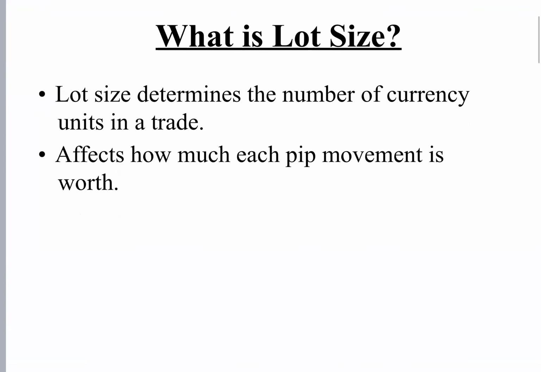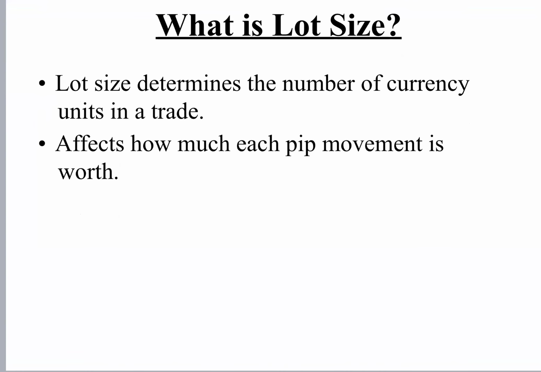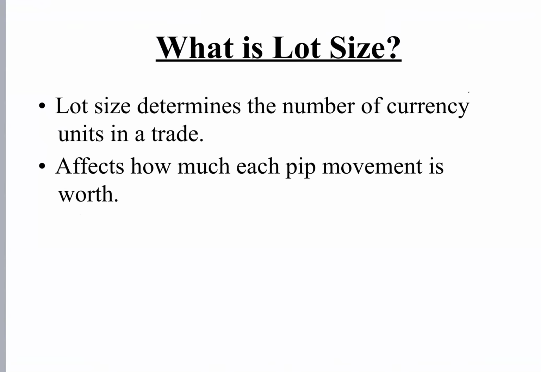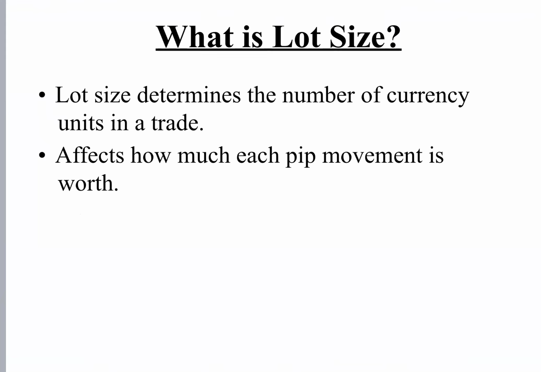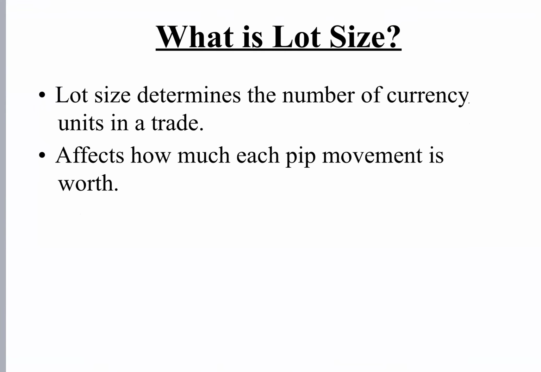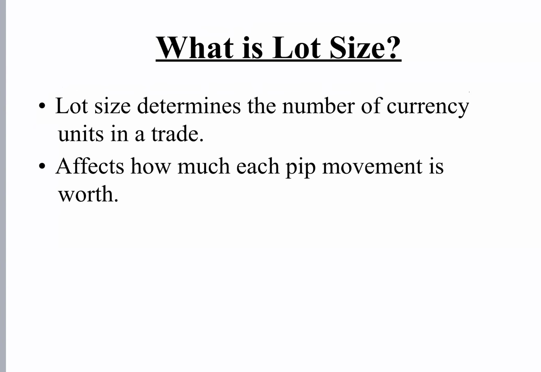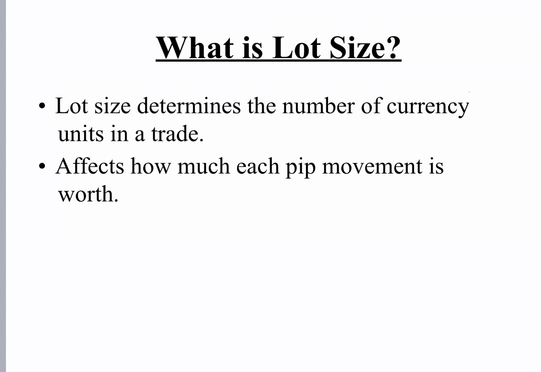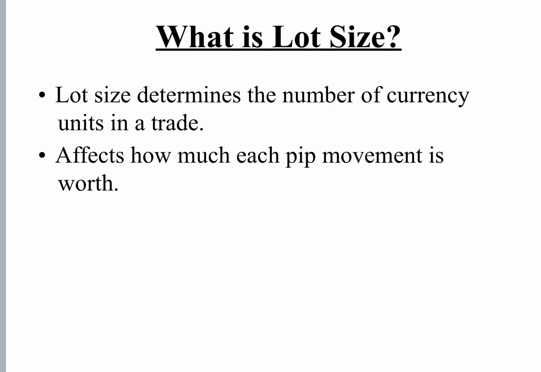Lot size determines the number of currency units in a trade. Just don't confuse the rest. It affects how much each pip movement is worth. So let's say you have a pip movement, say 10 pips, times the lot size that you use. It will now turn to the dollar amount that you are expecting, either in loss or in profit.